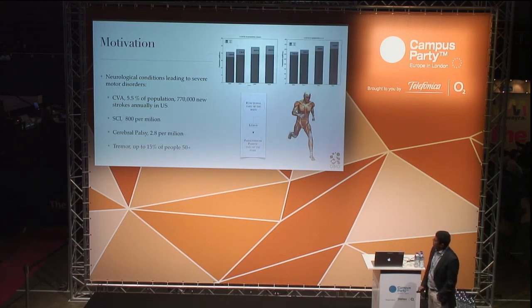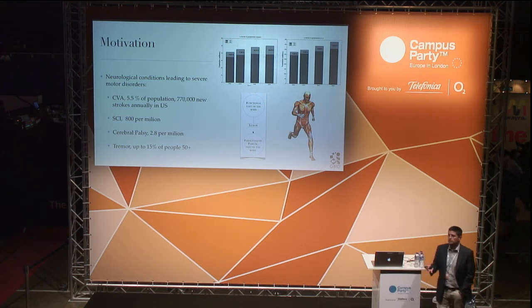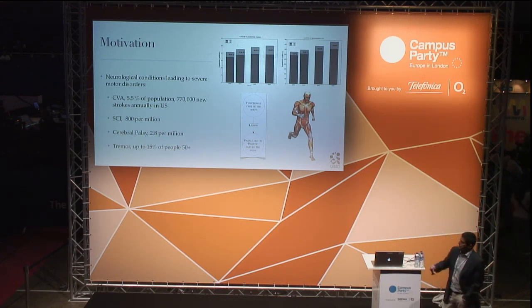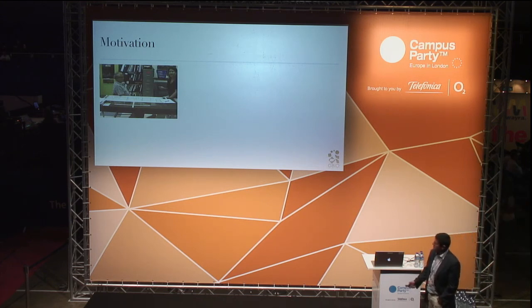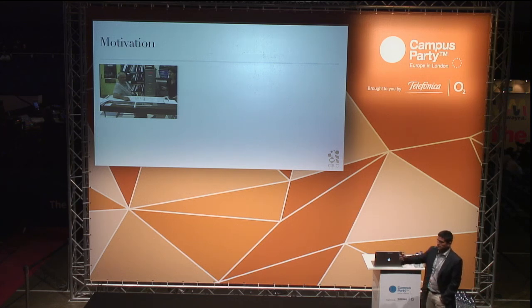All these conditions are, in addition, closely related to aging. So it is expected that as the aging population increases, we will have additional cases of these neurological conditions. Again, this is an example of a stroke patient that is trying to complete a number of upper limb motions. You can see that he has problems, for instance, to raise the elbow, or, in this particular case, he's trying to reach this point here, and you can see that he has a disability there.